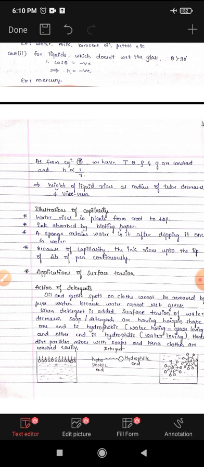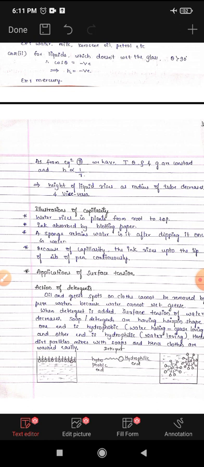And another one is when the oil lamp glows because of the capillary action only. And these are some of the illustrations of capillarity.